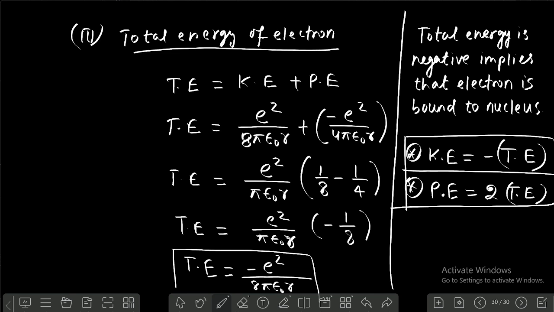Tell me, what is the meaning of the total energy being negative? The electron is bound to the nucleus. That is the meaning. So we completed all of Rutherford's model, the limitations, the alpha particle scattering experiment, along with energy. Yes or no? So next we will go to Bohr's atomic model.